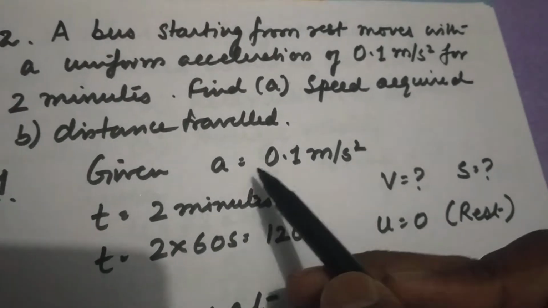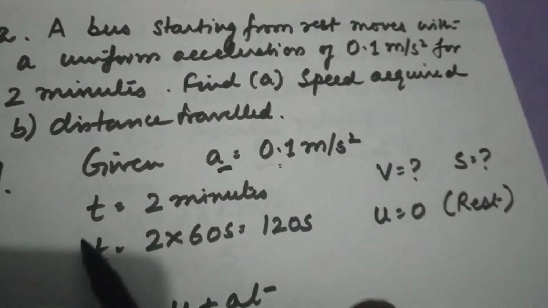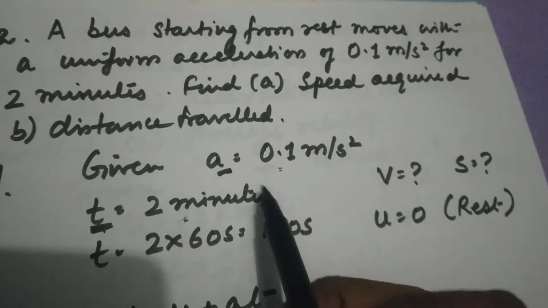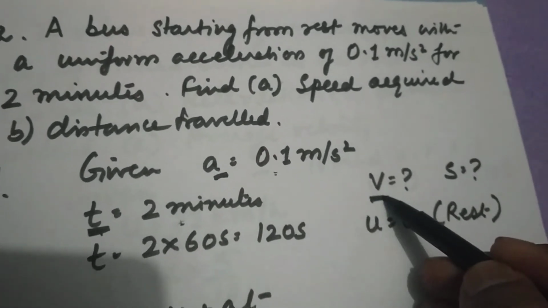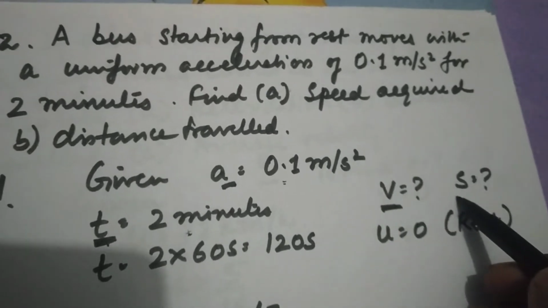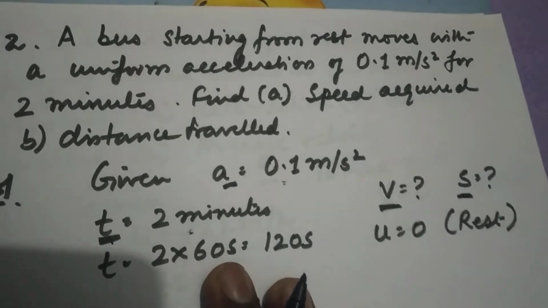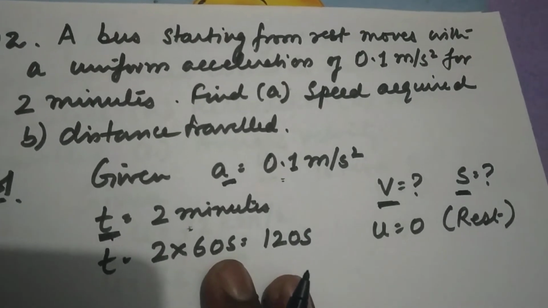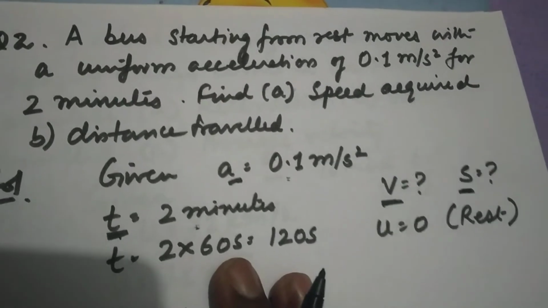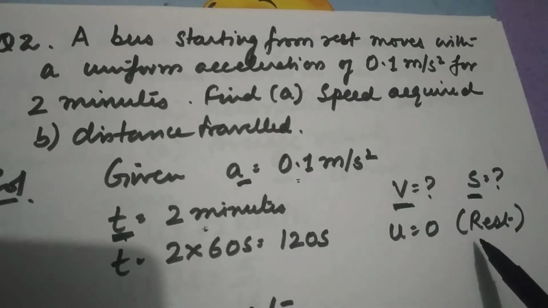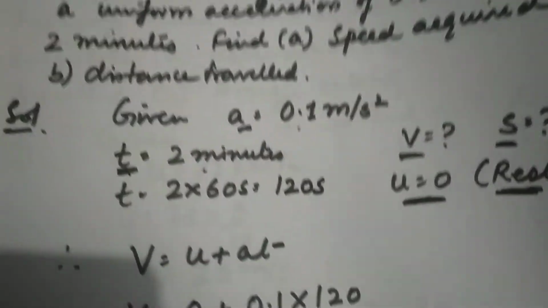Always write the given quantity first. What is the given quantity? a, 0.1 meter per second square. What is the time given? 2 minutes. So we understand what is given and what is not given. What do we have to find? Speed acquired v, and distance s. But can you tell me, if the body starts from rest, what is the initial velocity? It means your initial velocity is going to be 0.